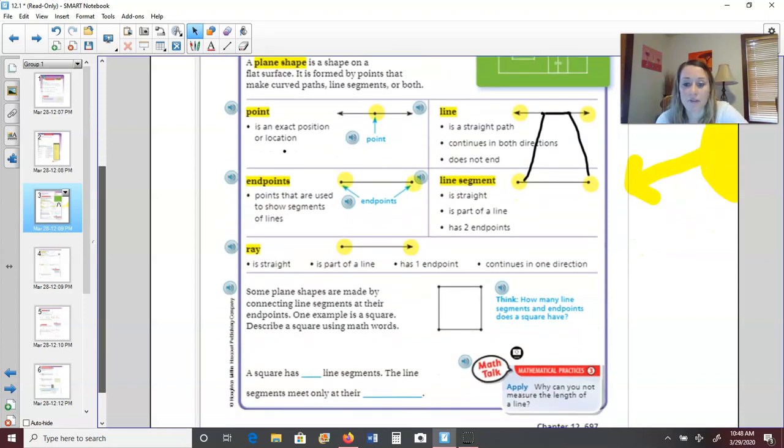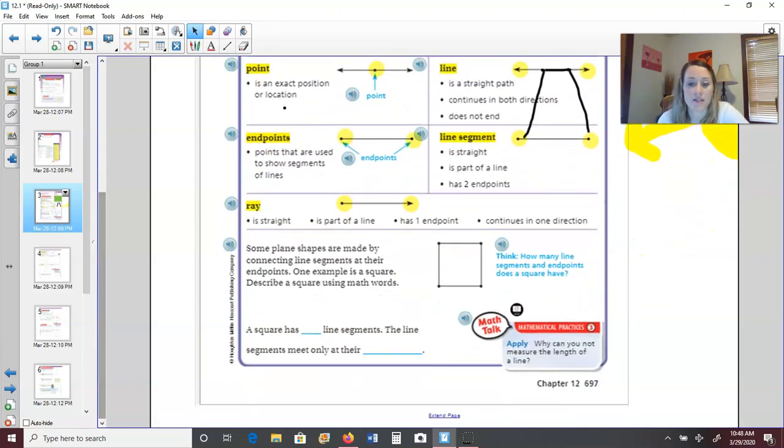All right, if we move down here to the bottom of the page, it says that some plane shapes are made by connecting line segments at their endpoints. One example is a square. So it says to describe a square using math words. First of all, let's just take a look at the square. We can see here, these are the endpoints. And within the endpoints, we have line segments. From one endpoint to another, that is a line segment.